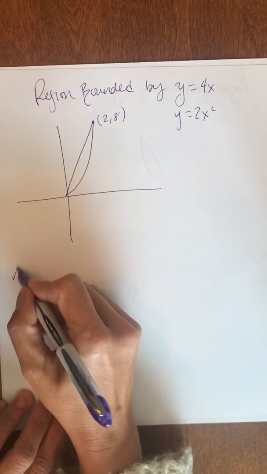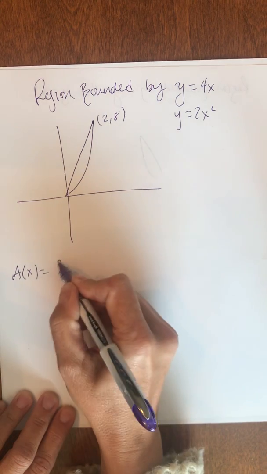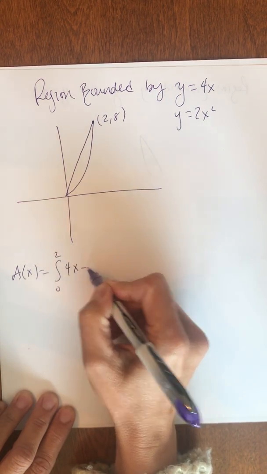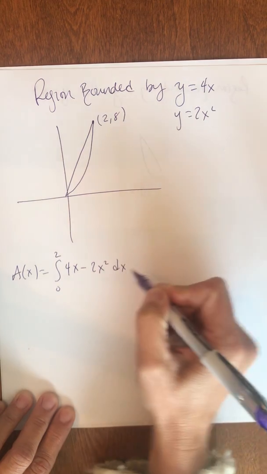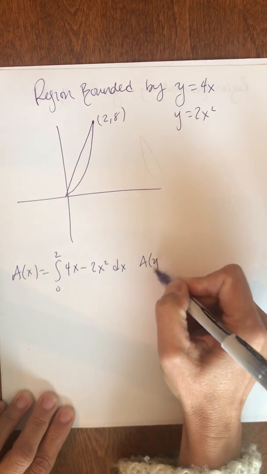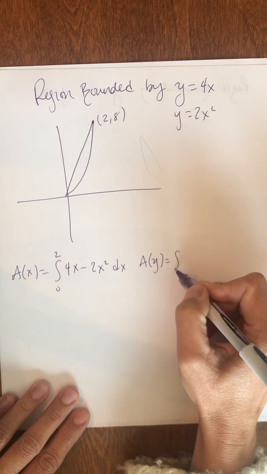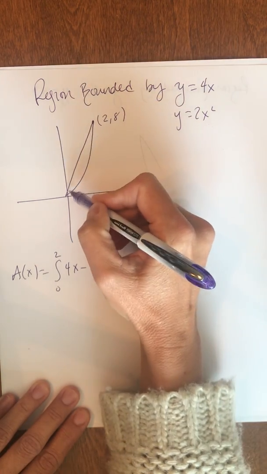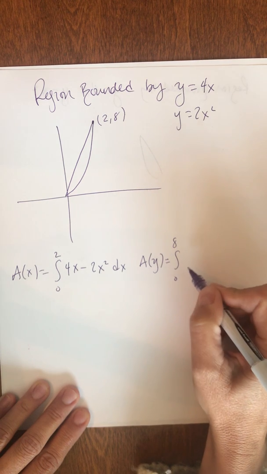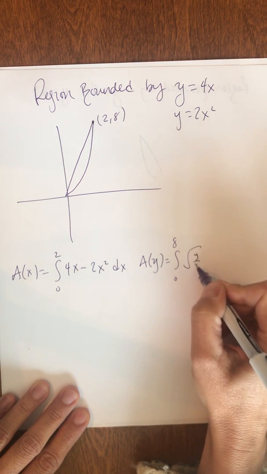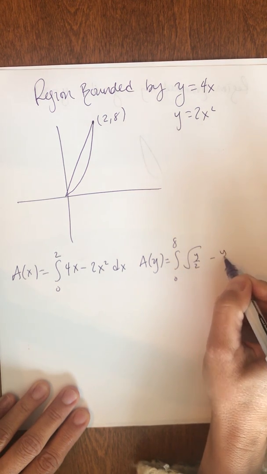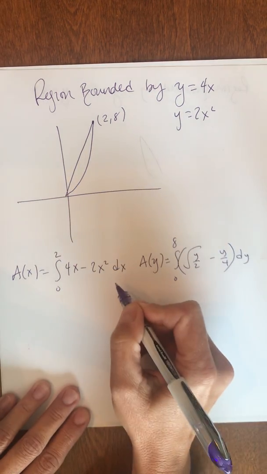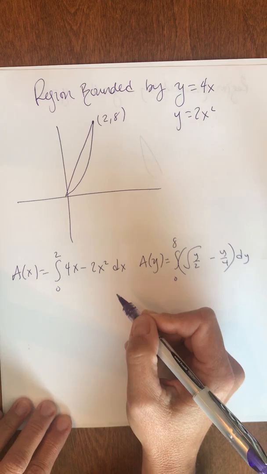So if I want to find the area in terms of x, my x values go from 0 to 2 of top minus bottom. If I want to find the area in terms of y, my y values go from 0 to 8 of right minus left. So rad y over 2 minus y over 4. Obviously, this is much more beautiful to actually evaluate.